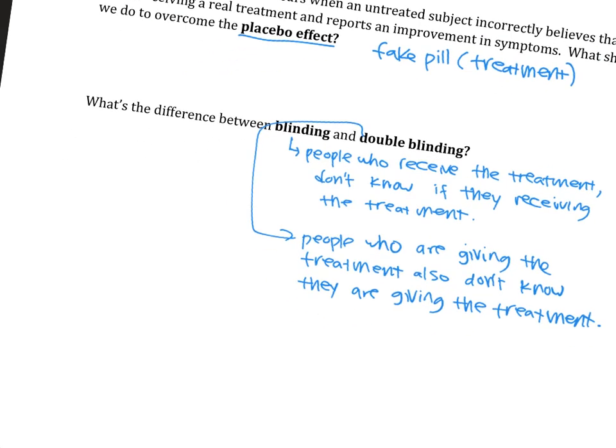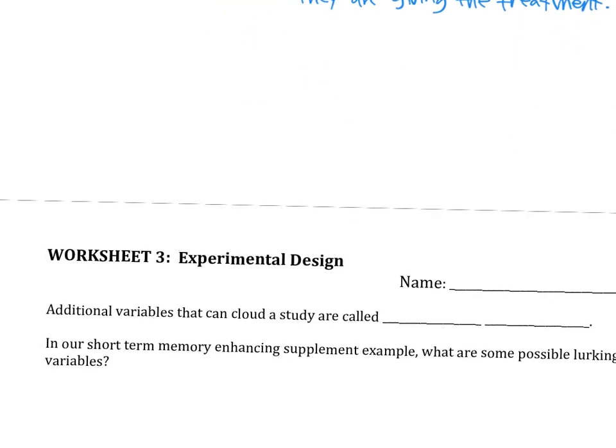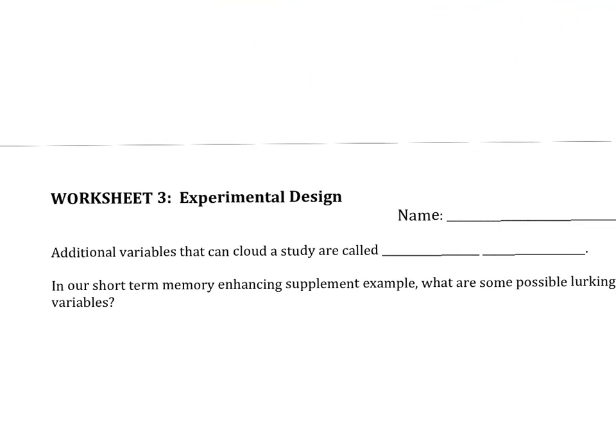All right, our last topic is the additional variable that can cloud a study, called lurking variables. Basically, these are other possible factors that were not included in the study or experiment.